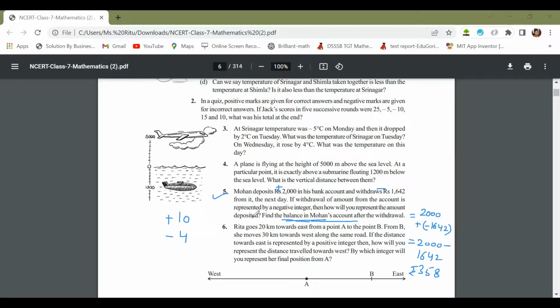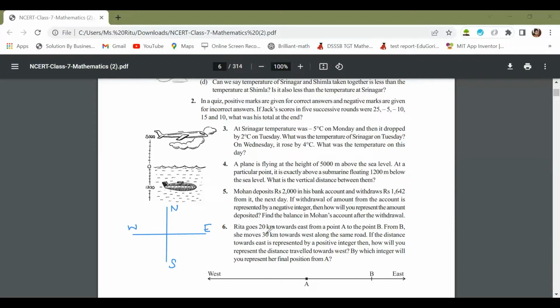Now let's move to the 6th question. Rita goes 20 kilometers towards east. So east, west, north, south are our 4 directions. Let me describe the directions to you. Okay, so if you just check out here, this is north, this is south, this is east, and this is west. You can check this number line as well.